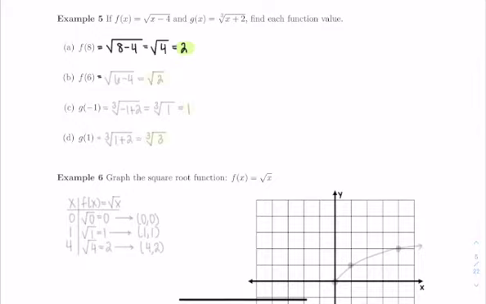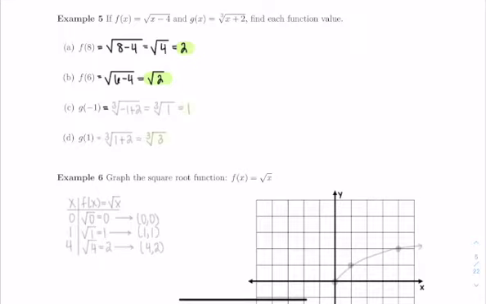What about f of 6? Same process, but this time we're plugging in 6. That's the square root of 6 minus 4, which is just the square root of 2. And we can't break that down any further. We could just get an approximation, but we can go ahead and just leave this as the square root of 2. Now let's plug into the cube root.